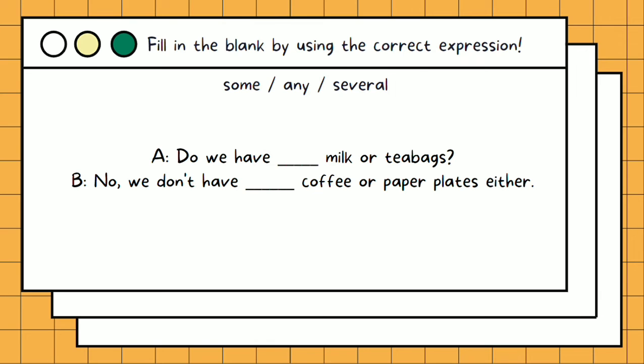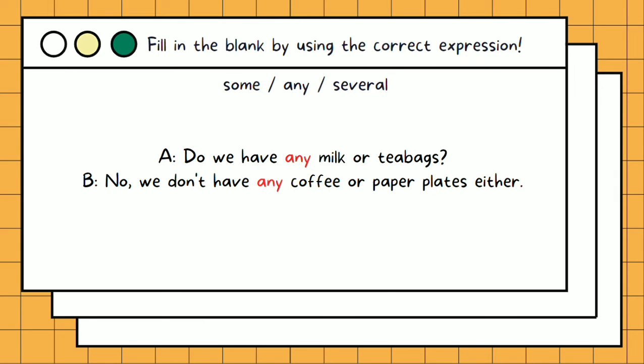Okay, so let's check. So the answer is, do we have any milk or tea bags? No, we don't have any coffee or paper plates either. So you can use any for negative sentences, or you may also use any for interrogative sentences or questions.